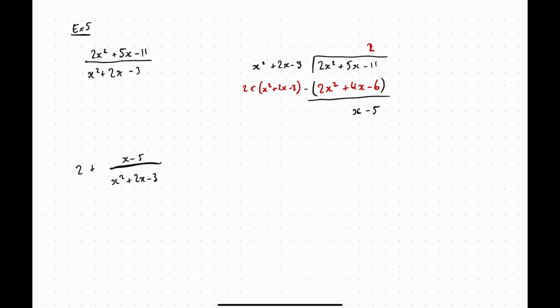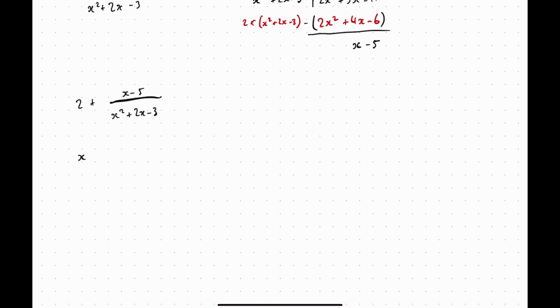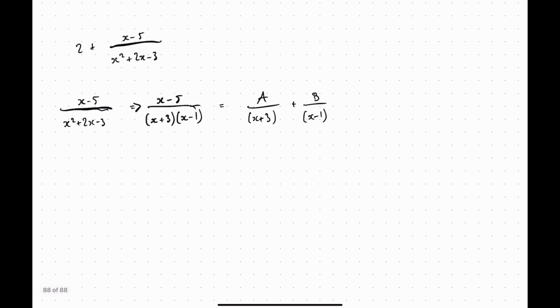So the partial fraction I'm going to focus on is the x minus 5 over x squared plus 2x minus 3. I'm just going to do this separately to the 2 for now, and then we'll throw the 2 back in at the end. So x squared plus 2x minus 3 is not currently written as a factorization. So I'm going to have to first write it as x minus 5 over the product, x plus 3 times x minus 1, which can be rewritten as a over x plus 3 plus b over x minus 1. Then multiplying through by that quadratic gives me x minus 5 is equal to a(x minus 1) plus b(x plus 3).